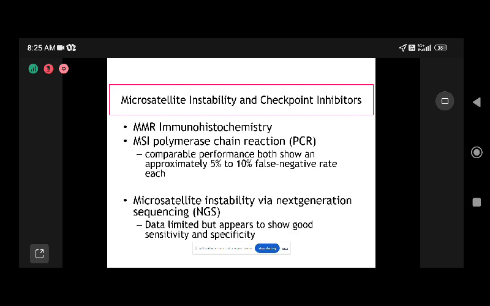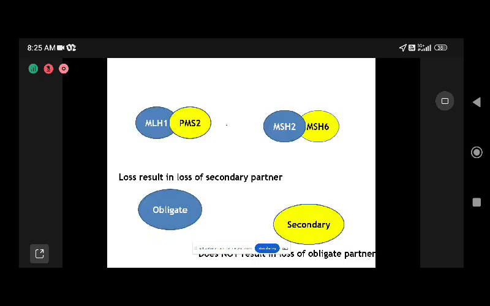Now, with next generation sequencing, we can also use NGS. This is something that is new, but many labs are now starting to offer microsatellite instability testing on NGS, and the data were limited. But it appears to show that it has a good sensitivity and specificity as compared to the other tests.